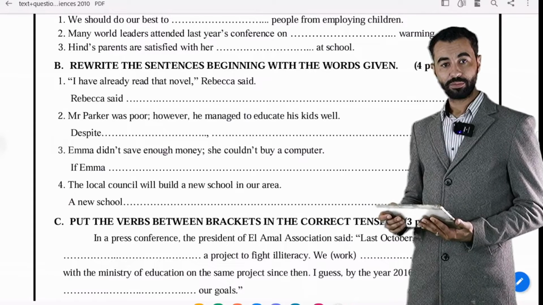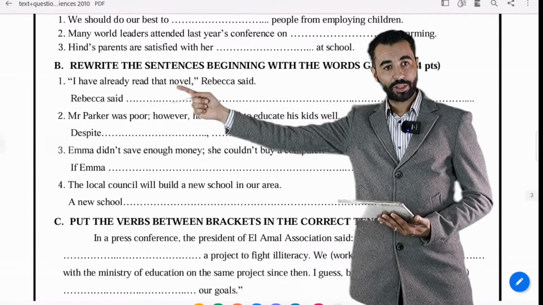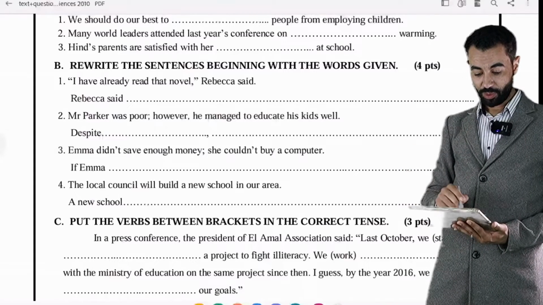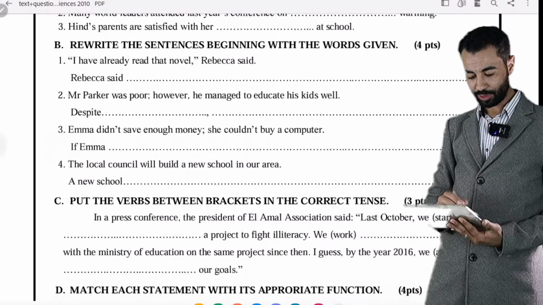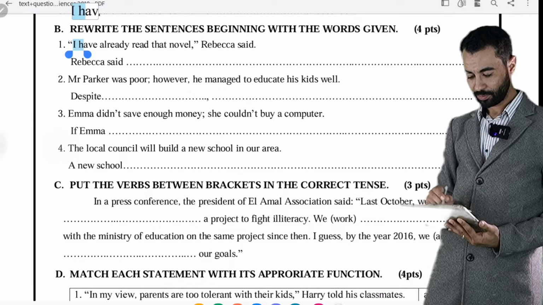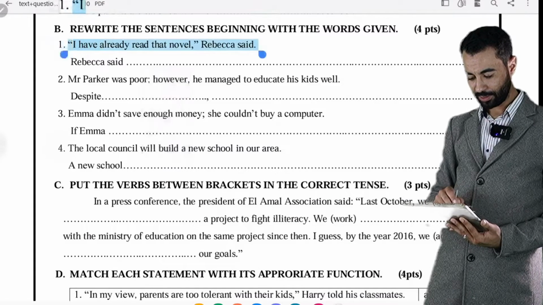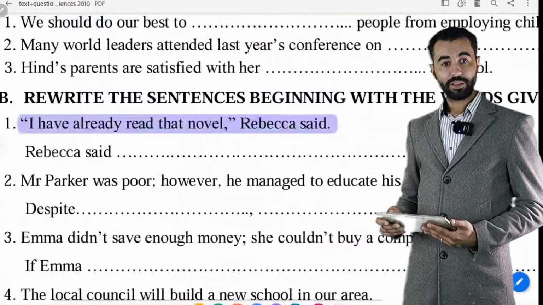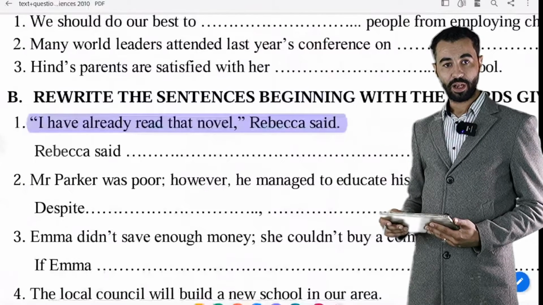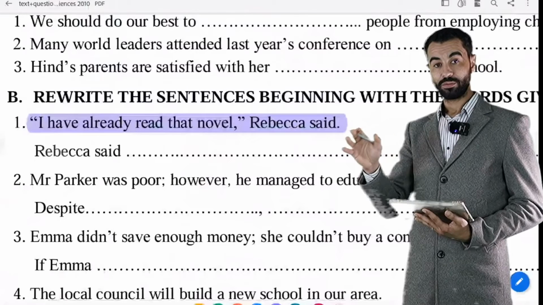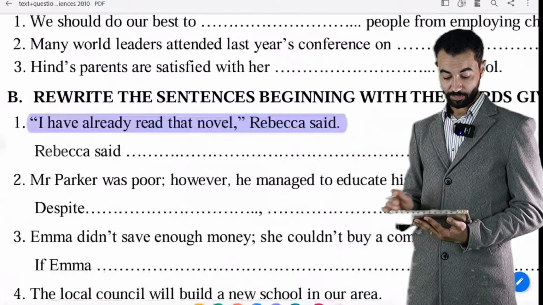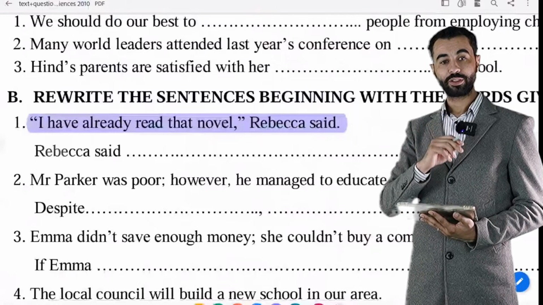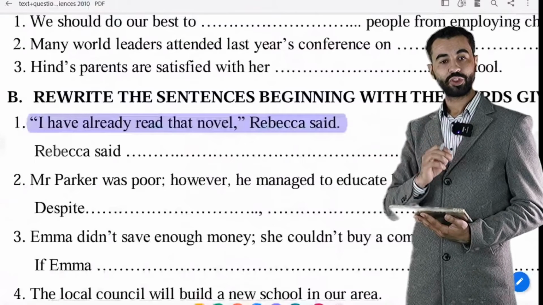Let's move on to question B now. It says, rewrite the sentences beginning with the words given. When you see a sentence with quotation marks, what do you understand? Which lesson is this one? I'll highlight it so that it's clear for everybody to see, and I will zoom in a little bit. It says, I have already read that novel, Rebecca said. So the sentence should start with Rebecca said. Anybody? Yes, you're right. This one here is the direct and reported speech.